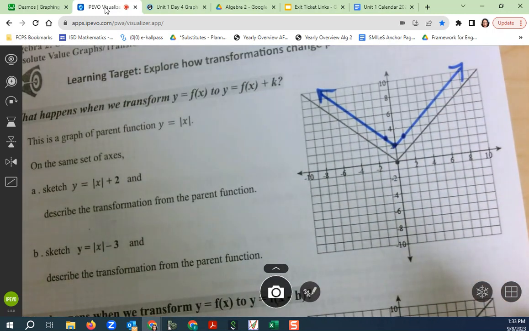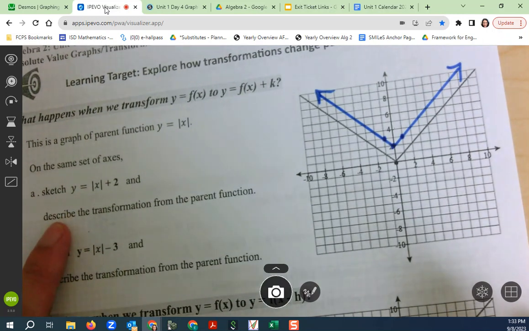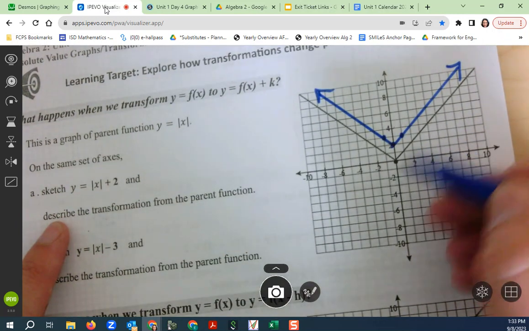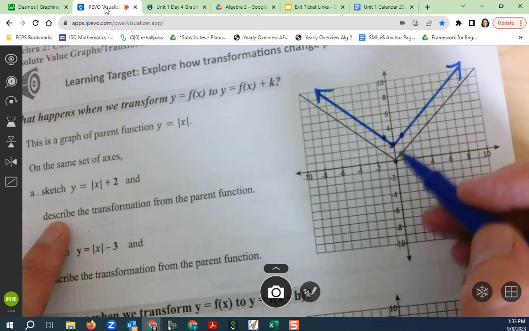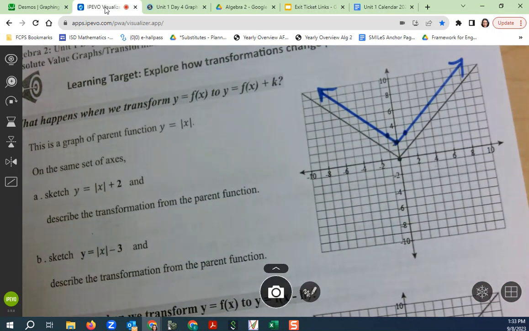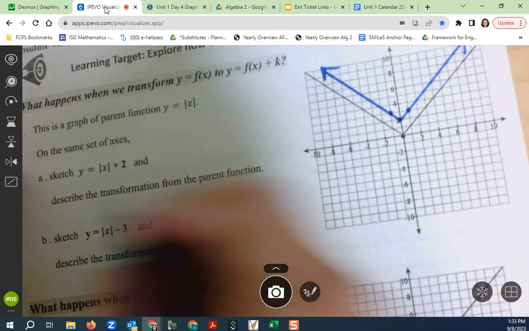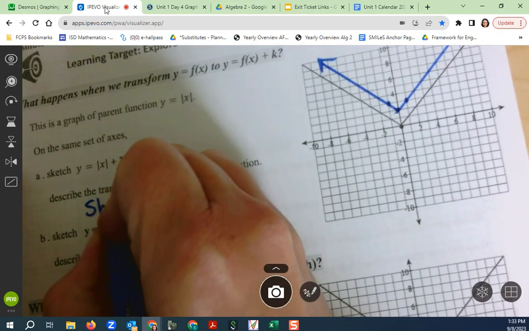Okay, and then it says describe the transformation from the parent function. So if I started on the black V and I moved to my blue V, which direction did I move? Up. Anne says up. Anybody want to agree with up or suggest something different? From the black V to the blue V, I moved which direction? Up. I moved up. And how many did I move up, folks? 2. So I'm going to write shift up 2.